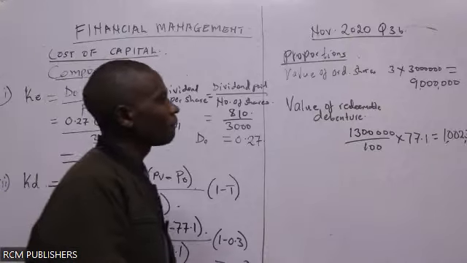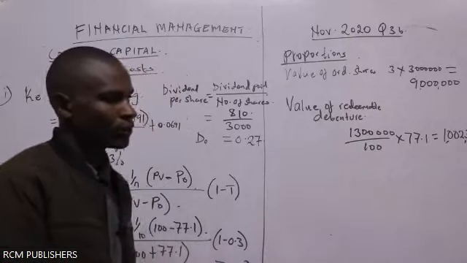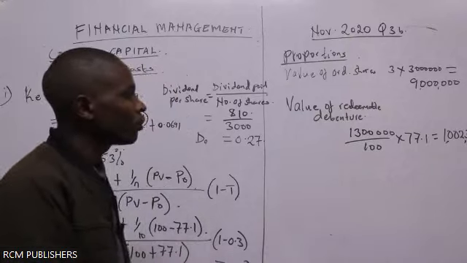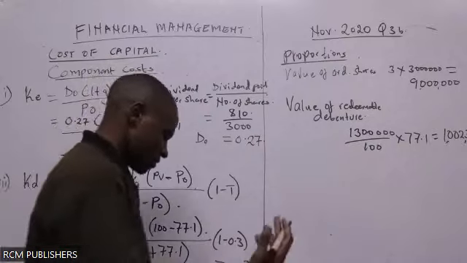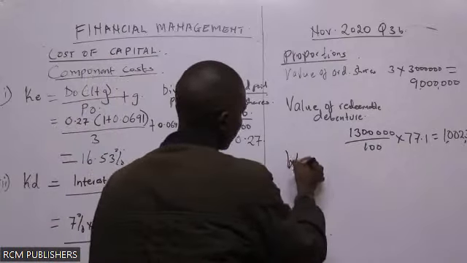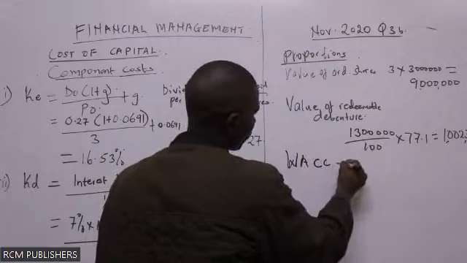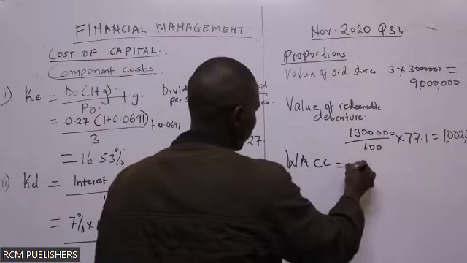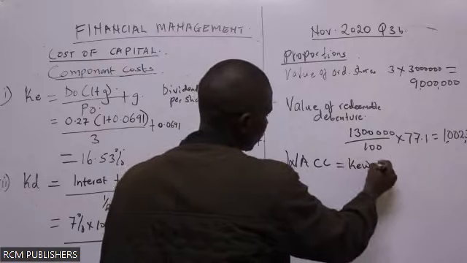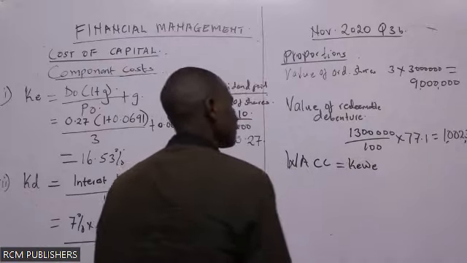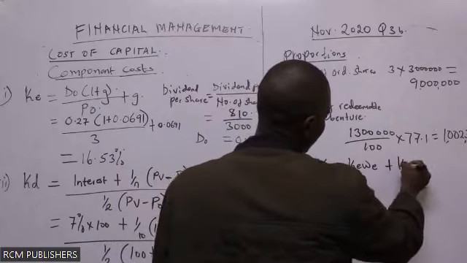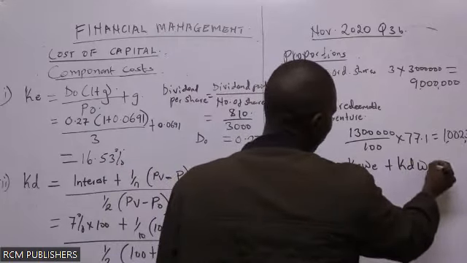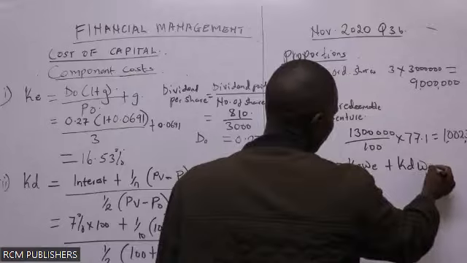Now, I can see I have my proportions. So from there, I said that to get the weighted average cost of capital is equal to the KE weight over E plus KD weight of D.